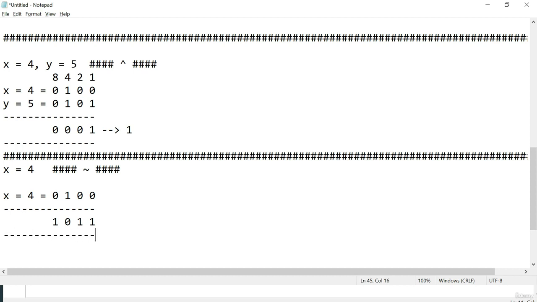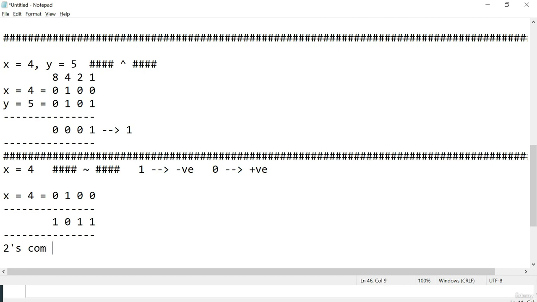In the bitwise complement operator, you should be very careful about the first bit. If the first bit is 1, then the output will be a negative number. If the first bit is 0, then the output should be a positive number. In this case the first bit is 1, so it should be negative. Whenever it is negative, we need to apply the 2's complement.